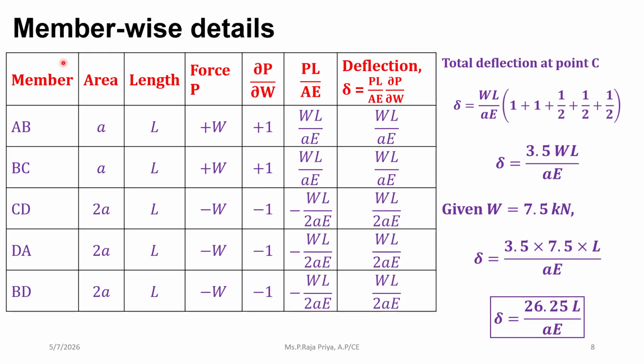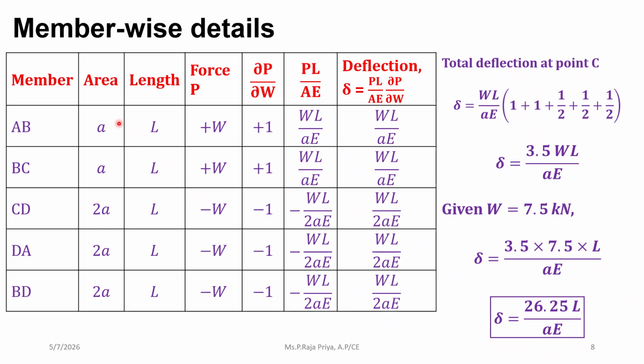Next, after finding out all the member forces, just draw a table with the member, area, length, force, dou P by dou W, PL by AE, and then the deflection. This is the formula PL by AE, dou P by dou W, which we have arrived at in the previous slide. So we have 5 members here as given in the problem.